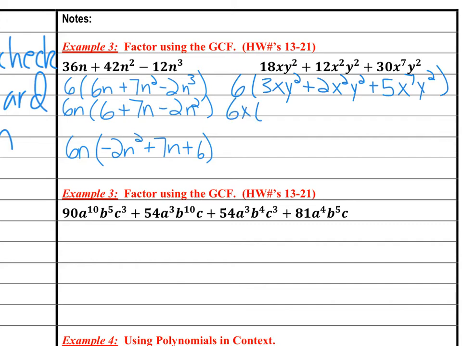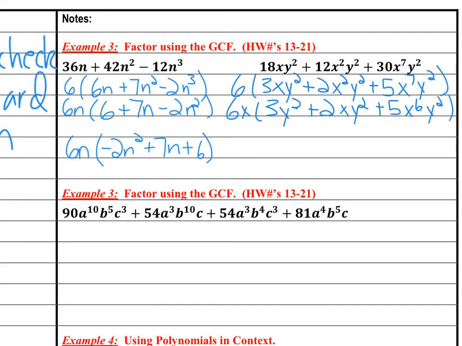So I'm going to write 6x out front. If I do that, the first term doesn't have an x anymore, so it would be 3y squared. The second term would lose an x, so it would be 2x y squared, only one x left. And the last term would be 5x to the 6 y squared. I took away one x, divided it away.